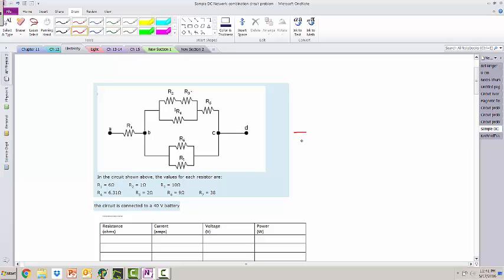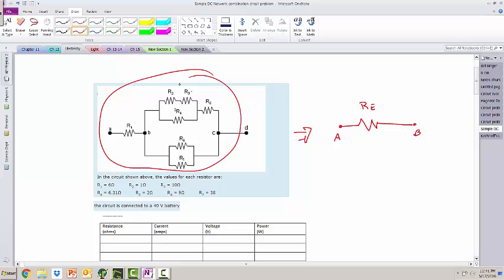To do this circuit, what we want to do is reduce it to its simplest point. So we want to be able to say if we have point A and point B, this entire complex circuit can be replaced by one simple equivalent resistance. We want to find out what that equivalent resistance is. Once we find the equivalent resistance for the whole circuit, then we're going to work backwards and use this information to find out what the current is and the voltage drop is for each resistor. That's our plan of action.